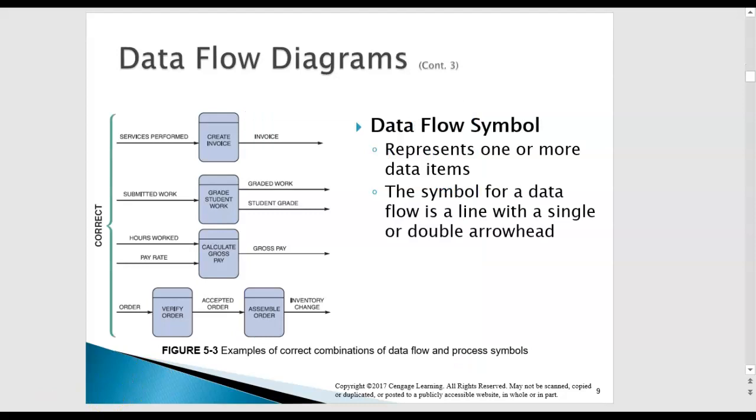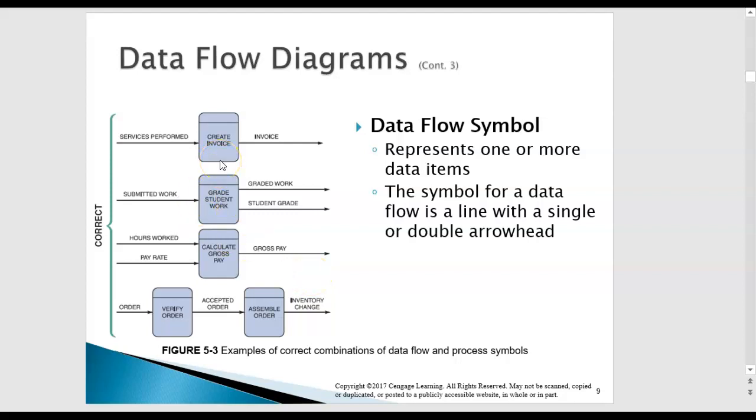This slide shows you a good example of what correct data flow diagrams look like in terms of the components of the data flow diagram. It represents one or more of these data items, and the symbol for data flow is a line with a single or double arrowhead. If it's a single arrowhead, it just represents that information is flowing in one direction, and if it's a double arrowhead, then it represents information going in both directions. But generally, I would recommend using 2 arrows in opposite directions if you're trying to represent a system which inputs data as well as outputs data.